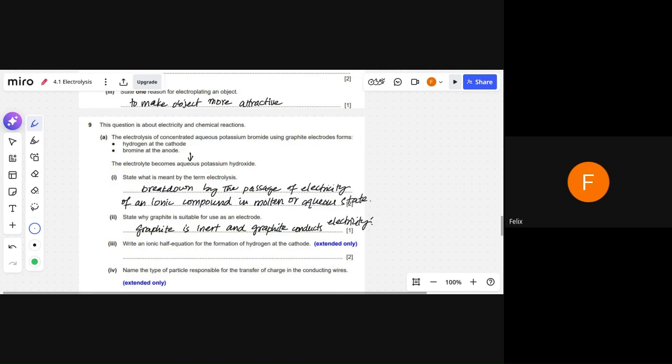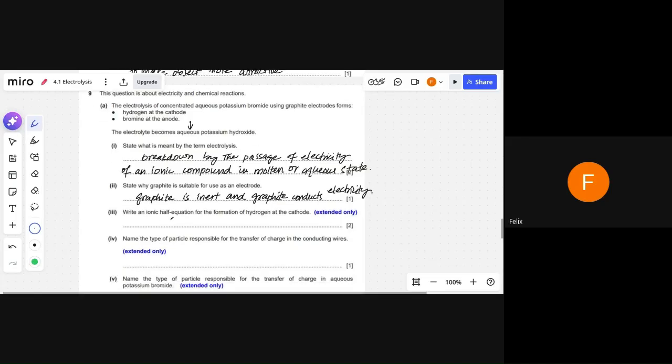Okay, so next one, write an ionic half equation for the formation of hydrogen at the cathode, extended only. Okay, so hydrogen. Remember what I told you in my previous lesson about half equations. What is a half equation? You will have a species in its ionic state on the left, and you will have the form of the same species in a neutral state, right?